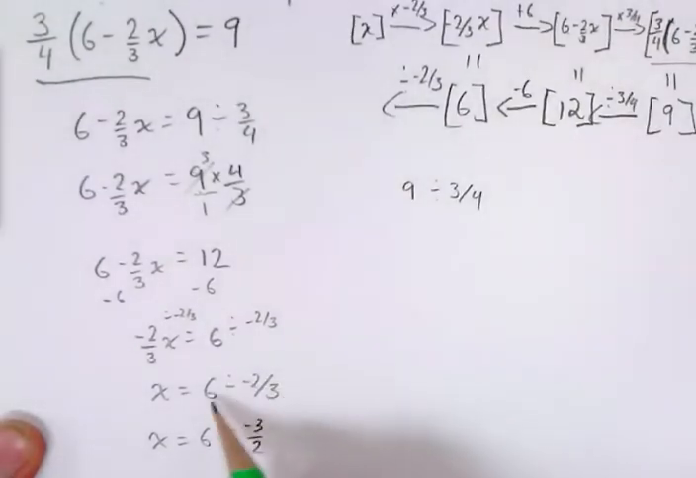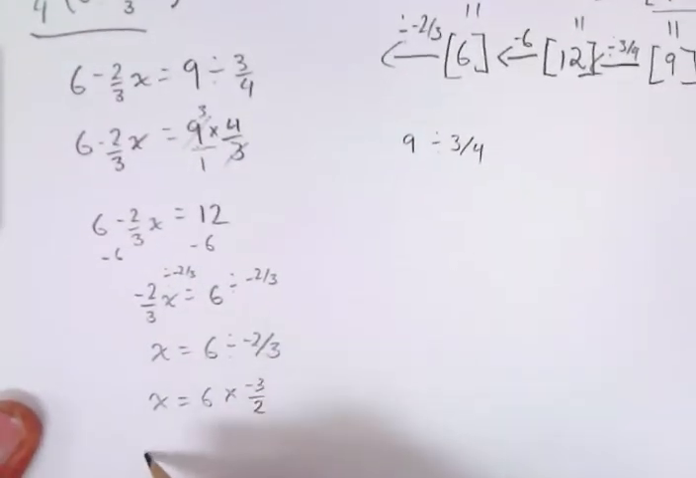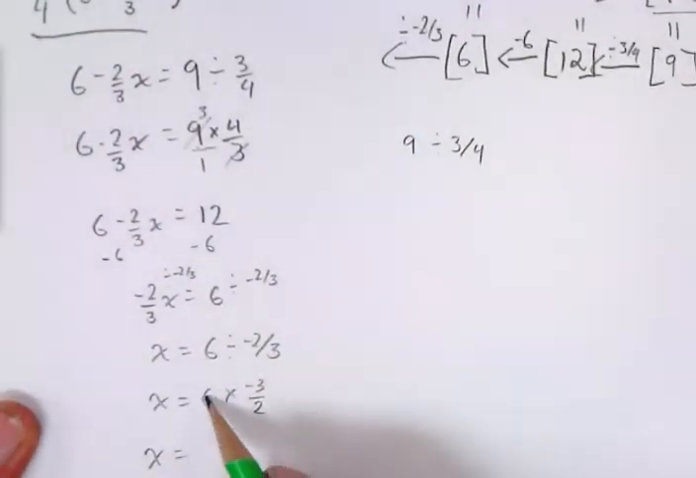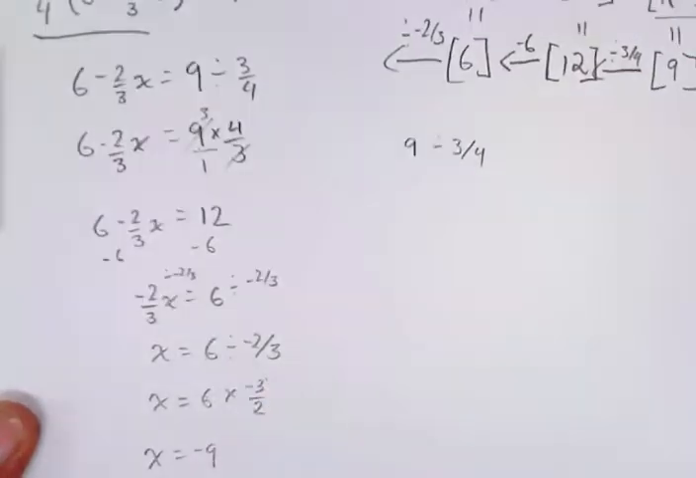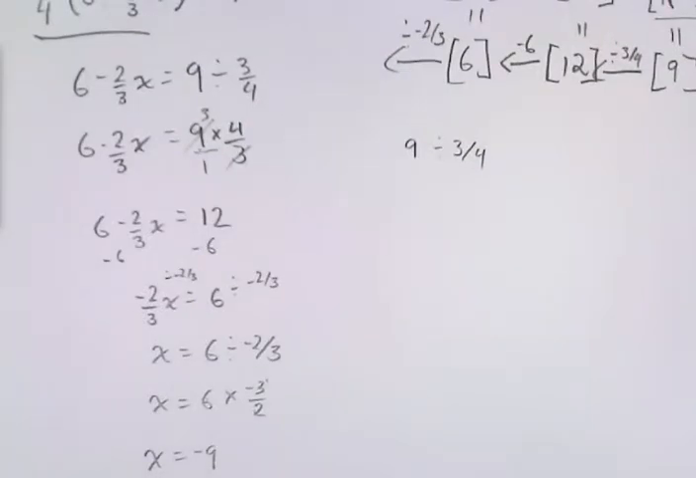All I did was leavey-samey, changey-wangey, uppy-downy. This is going to end up giving me 6 divided by 2 is 3, times negative 3 is negative 9, is my value for x. And that is how we solve that one. Let's look at my next one here.